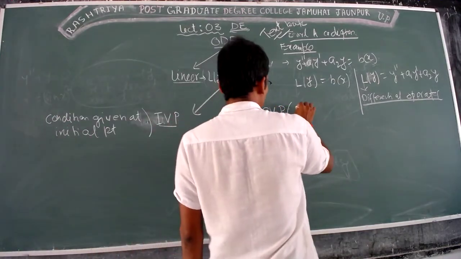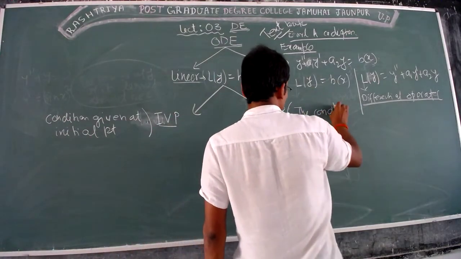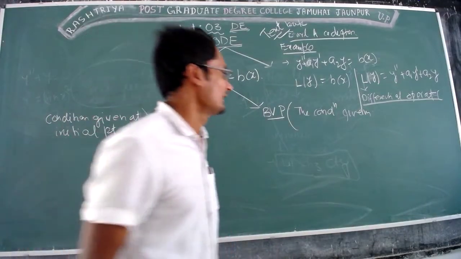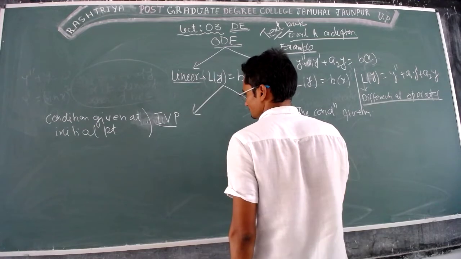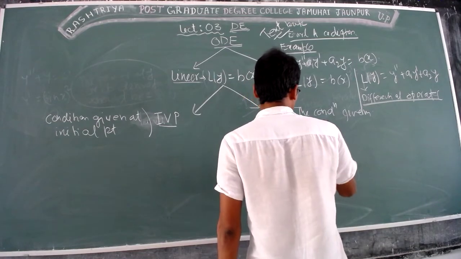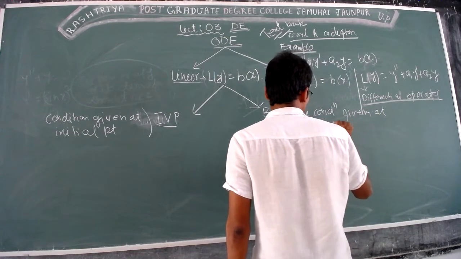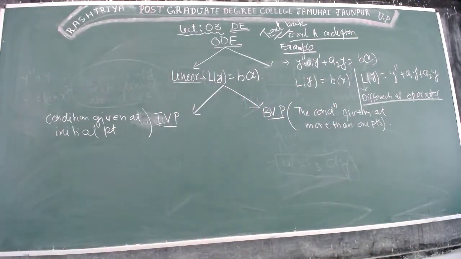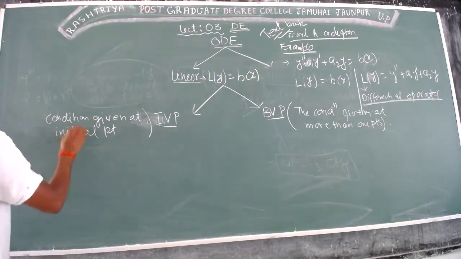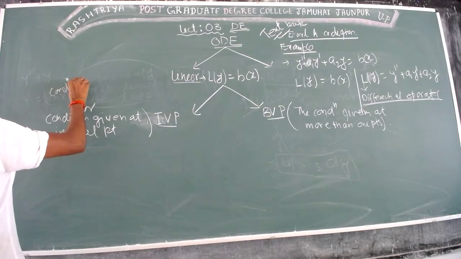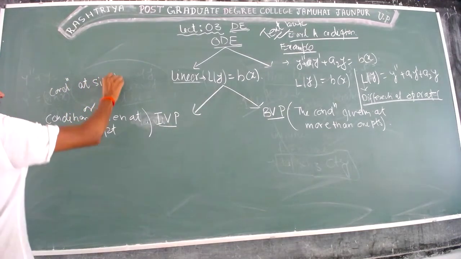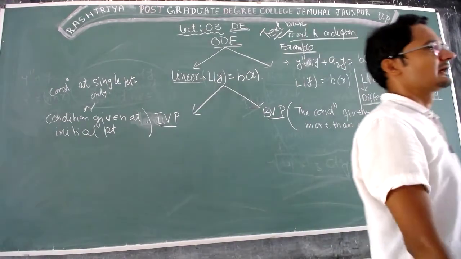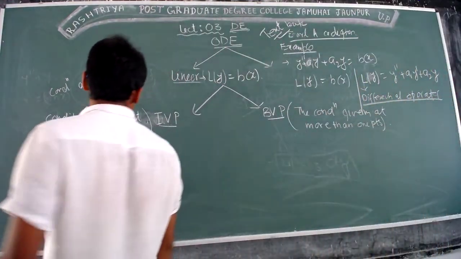For a boundary value problem, the conditions are given at more than one point, since a boundary needs two points. If the conditions are at a single point only, we say this is an initial value problem.